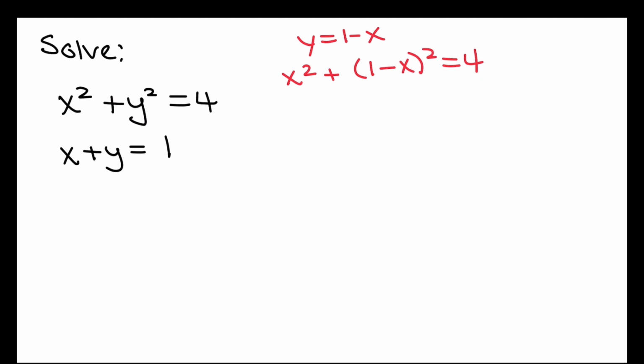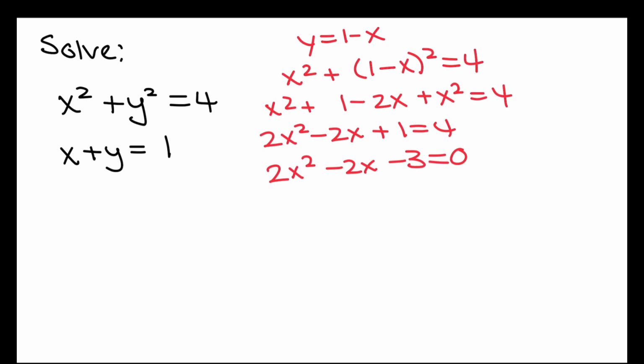This is another quadratic equation. To solve it, I'm going to expand. So let's see, we've got x squared, and then (1 minus x) squared. If we FOIL that out, 1 squared is 1. We get minus x plus another minus x. That's a minus 2x. Minus x times minus x is plus x squared, equals 4.